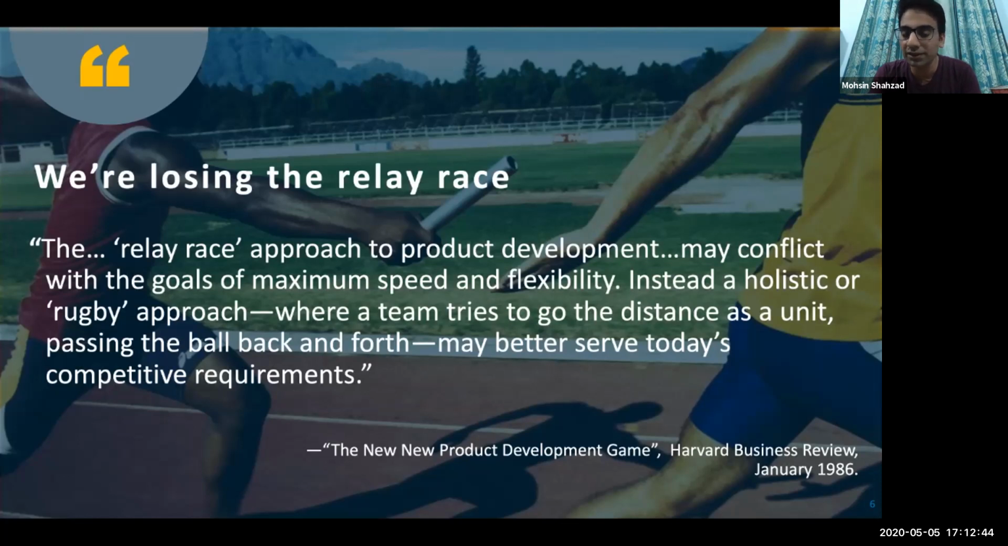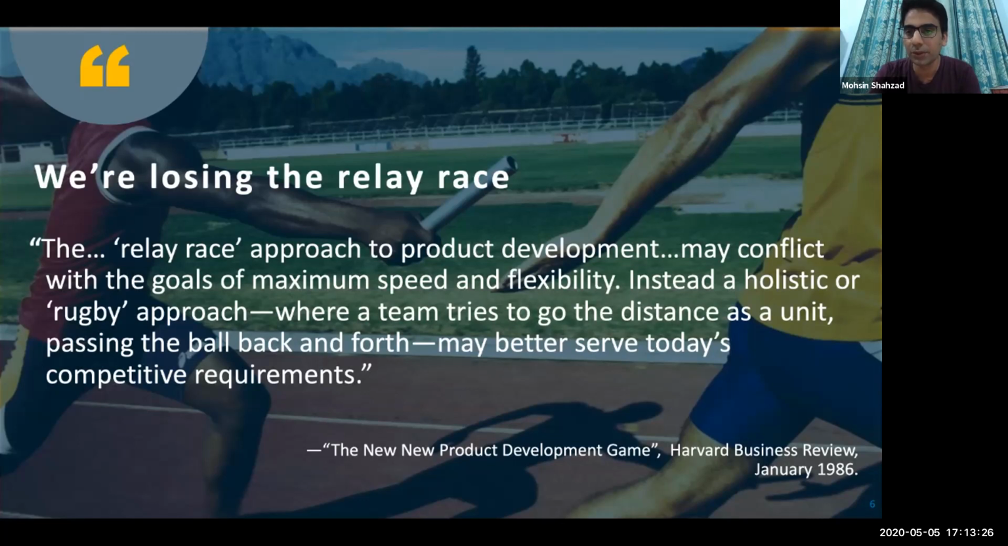So there are two sports being referred to. One is the relay race, where one person runs and passes the baton to the next one. The other is rugby, where the whole team works together for the same goal, with the aim of maximum speed and flexibility. This Scrum framework is actually for product development, any kind of product, not only software. That can be a manufacturing product, that can be anything. So they borrowed the word Scrum for this approach.